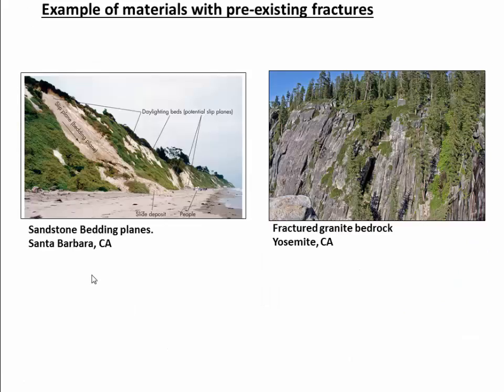So just a couple examples of what I mean by pre-existing fractures that could have low coefficients of friction. Here's an example of some sandstone beds in Santa Barbara along the coast. These are steeply dipping sandstone beds, and you can see we've had a little translational landslide come down off these sandstone beds here. Likewise, here's a bunch of fractured granite in Yosemite, where we've got a lot of these pre-existing fractures that could act as slip planes. So depending on the coefficient of friction along these potential slip planes, we may or may not get translational landslides.